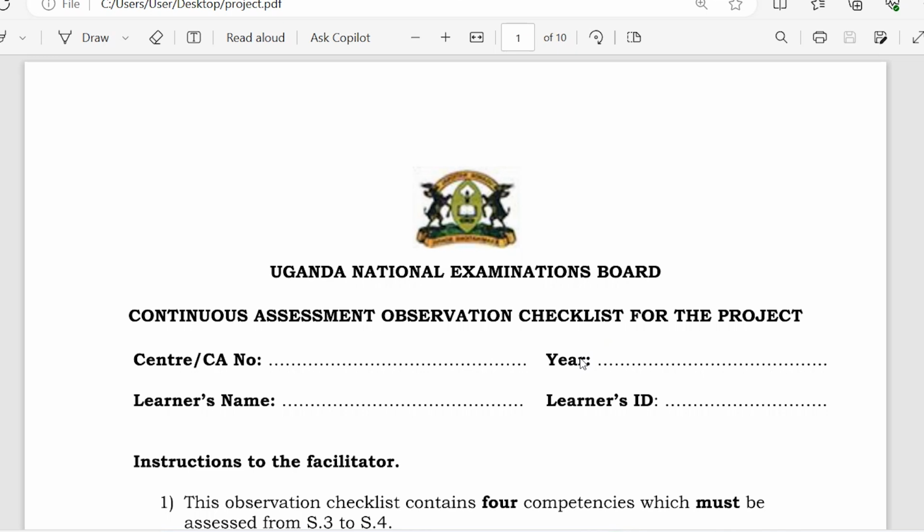Welcome to the step-by-step guide to project, lesson 3. Here I will guide you through how to go through the project of the new curriculum using practical examples.